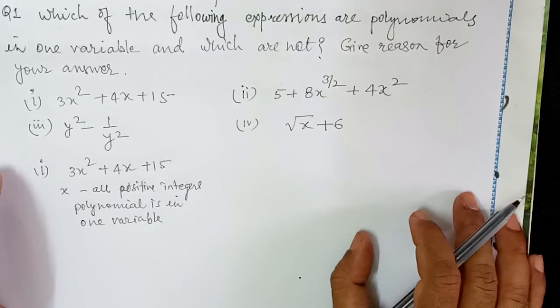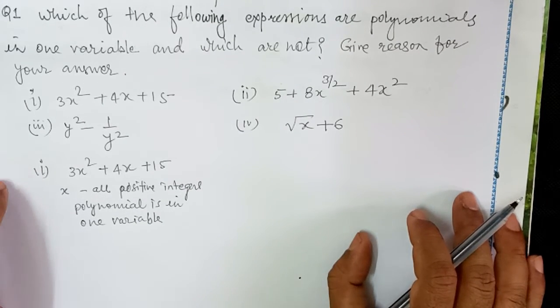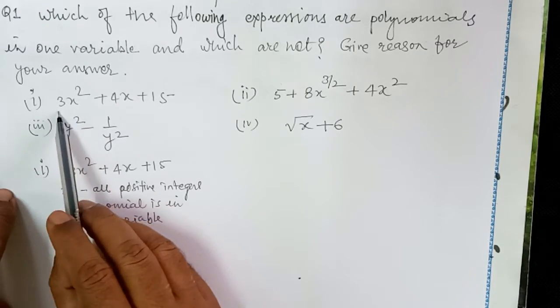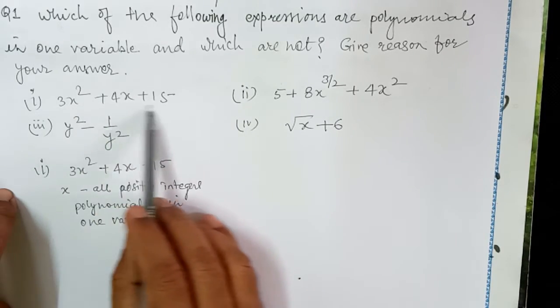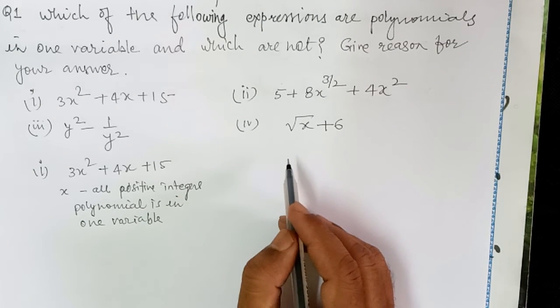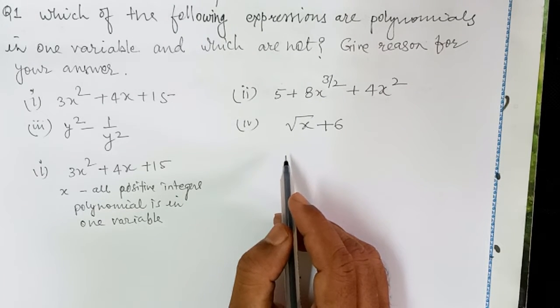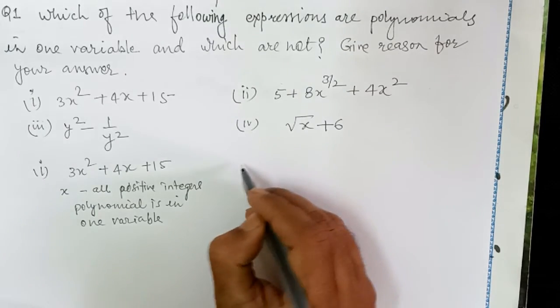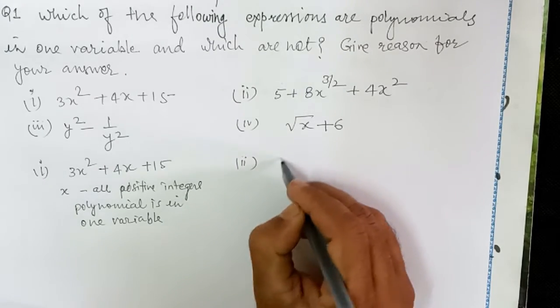Polynomial, basically we know poly means many, and if we are having many terms, here we are having 1, 2, 3 terms, so it comes under the category of polynomials. Okay, now if we go with another question here, the second one.